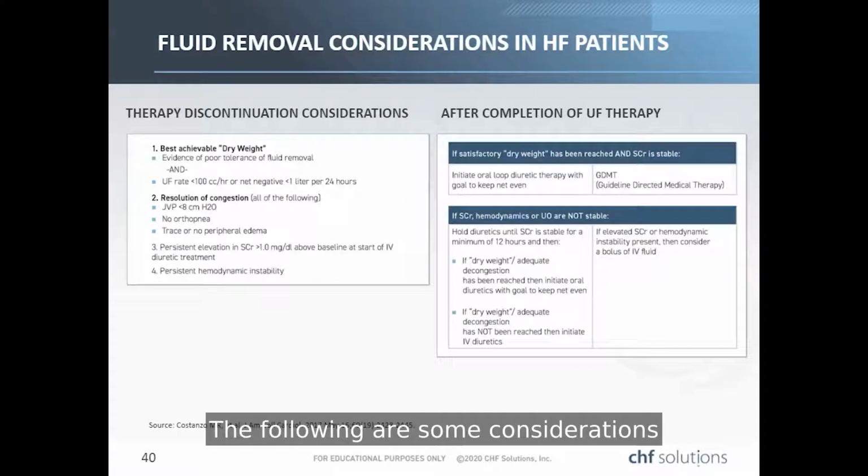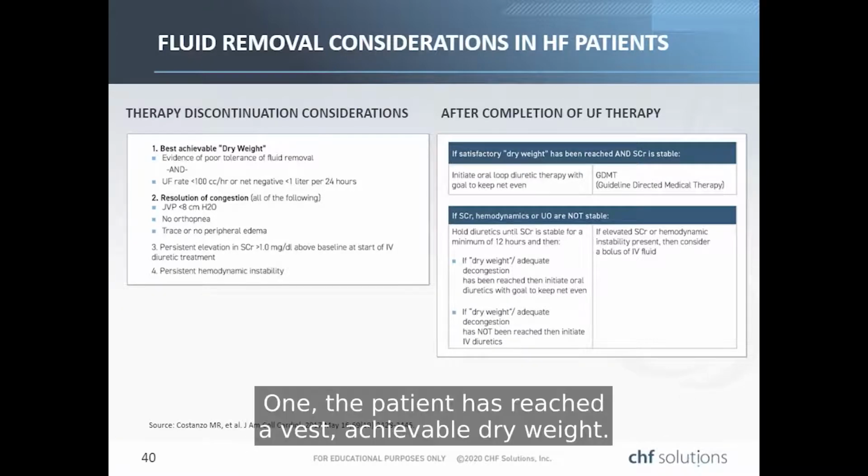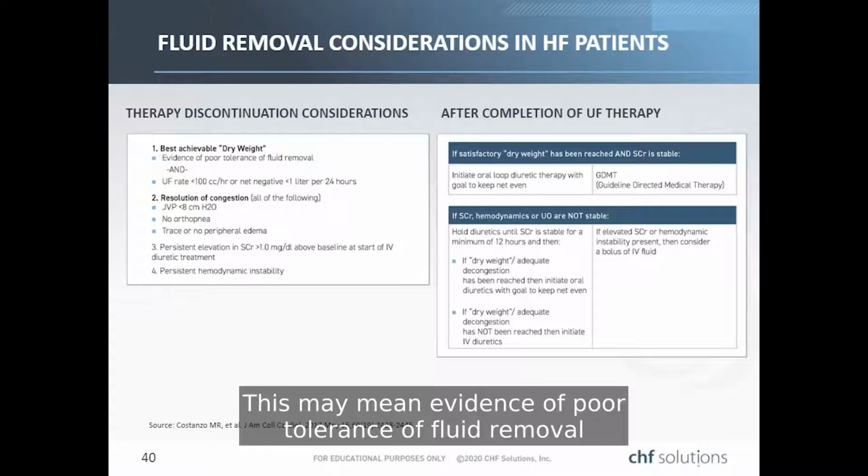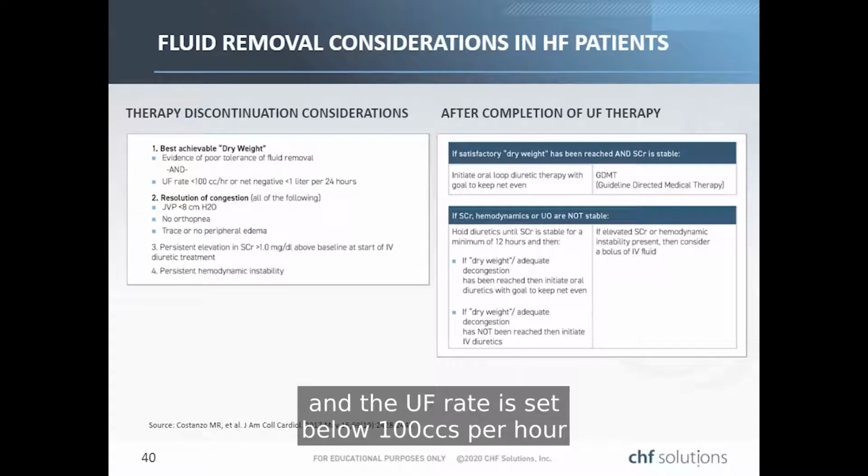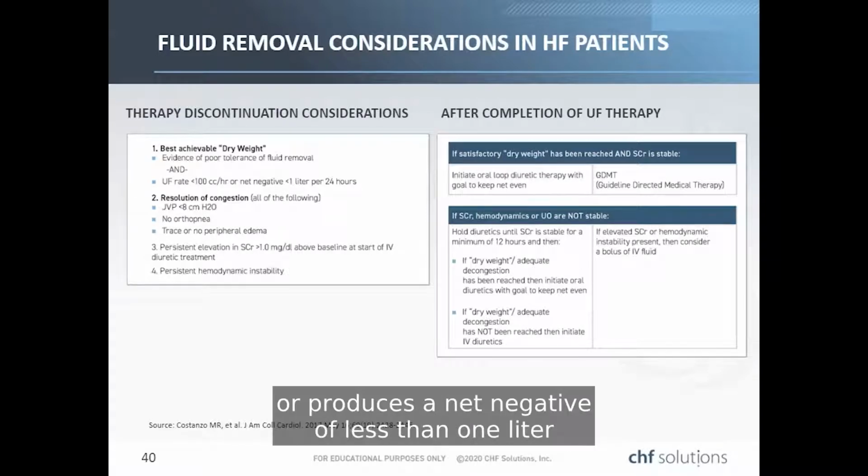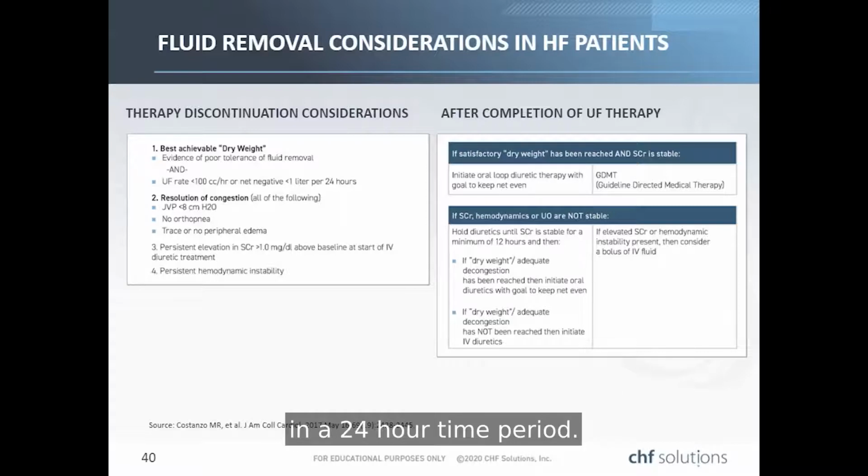The following are some considerations on when to discontinue therapy. 1. The patient has reached a best achievable dry weight. This may mean evidence of poor tolerance of fluid removal, and the UF rate is set below 100 cc's per hour or produces a net negative of less than 1 liter in a 24-hour time period.